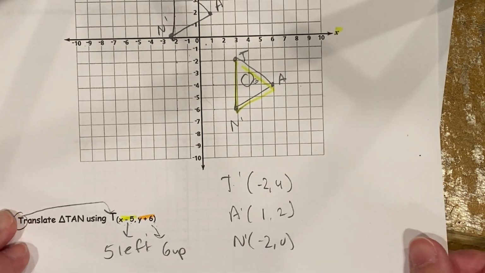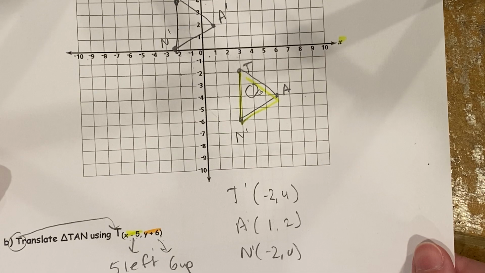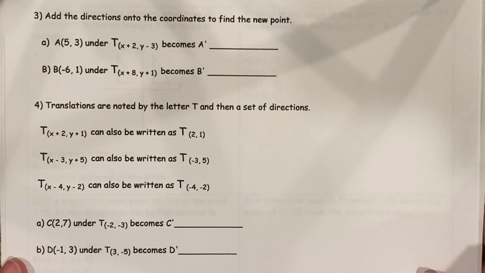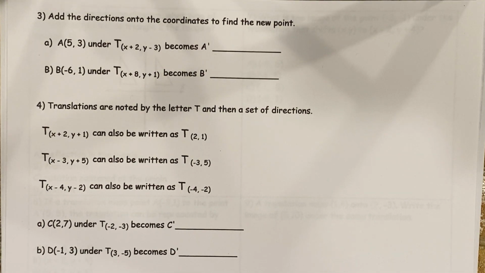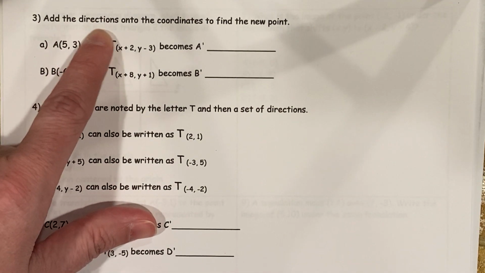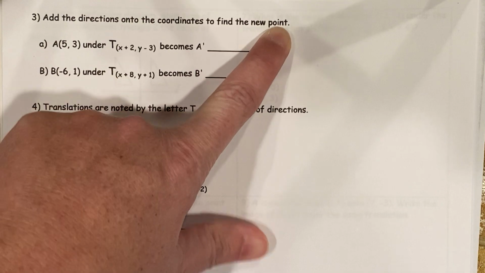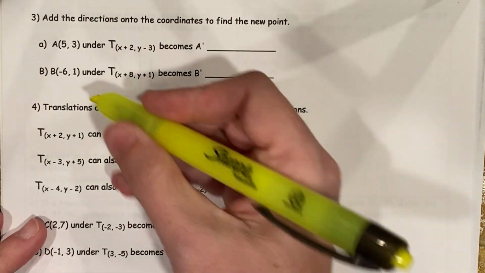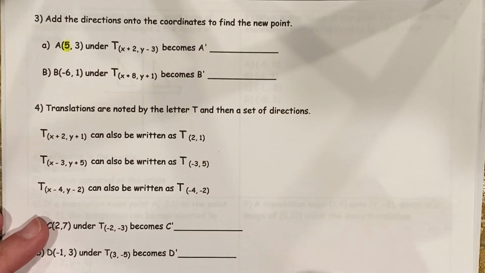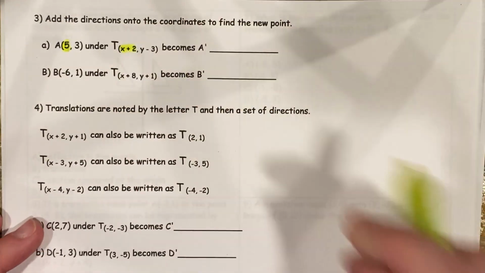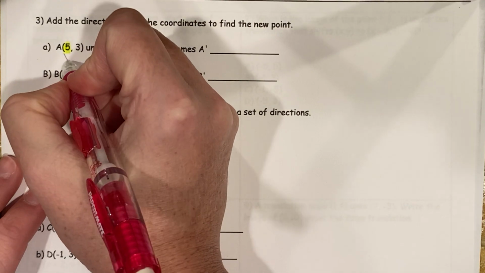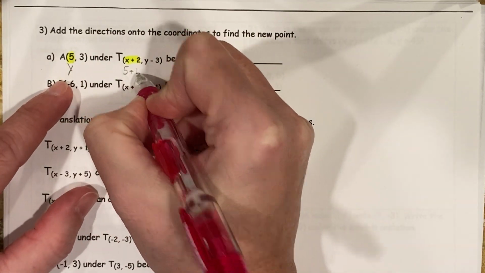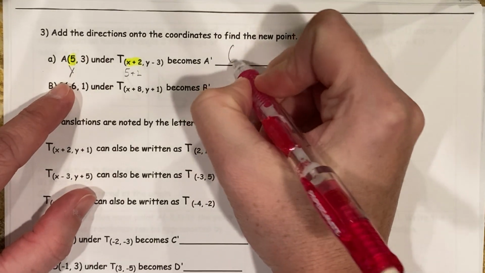Okay, so besides actually doing a translation, what they could do is kind of have you do a little bit of math with this symbol form. Okay, so here's one like this. Add the directions onto the coordinates to find the new points. So we have A, which is 5, 3, and your x value is 5, and this is what they want you to do to the x value. They want you to add 2 to it. So 5 plus 2, what's 5 plus 2? 7.